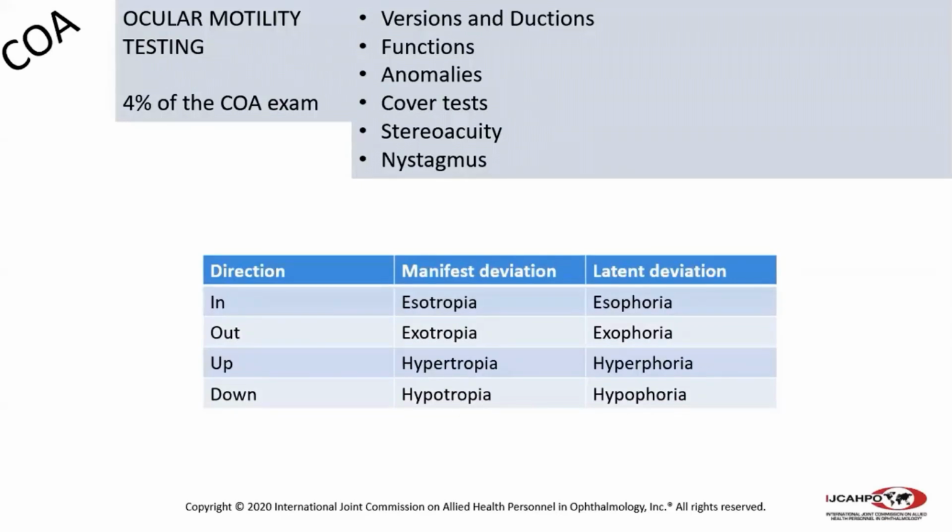Direction, manifest deviation, and latent deviation. An in deviation, manifest, is an esotropia, latent, esophoria. An out deviation, manifest, is exotropia, latent deviation, exophoria. Up, manifest deviation is hypertropia, latent deviation, hyperphoria, while an eye that's constantly turned down is a hypotropia, or sometimes latent, hypophoria.